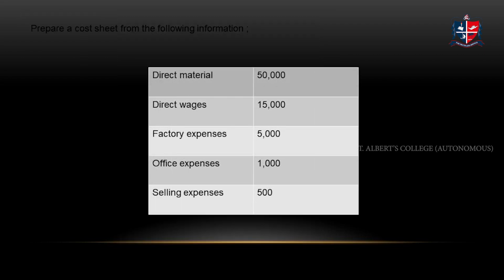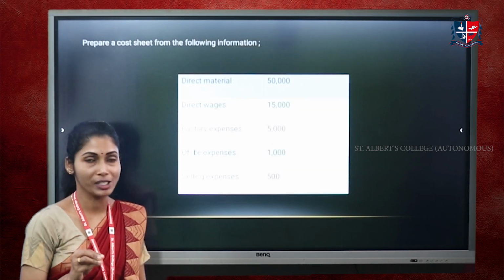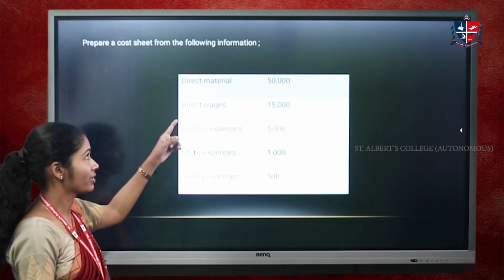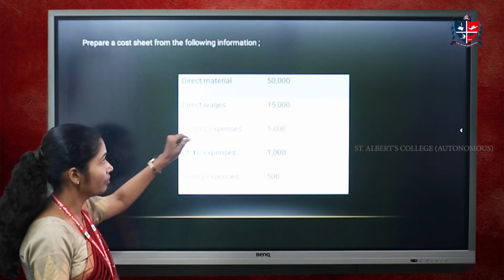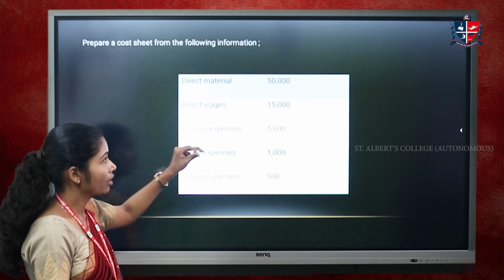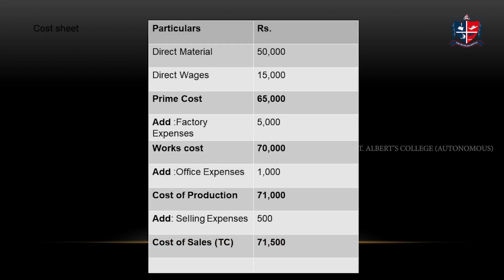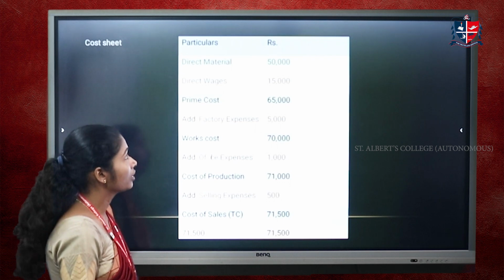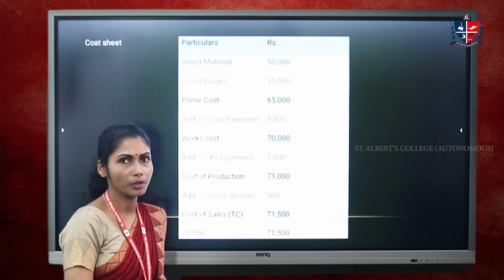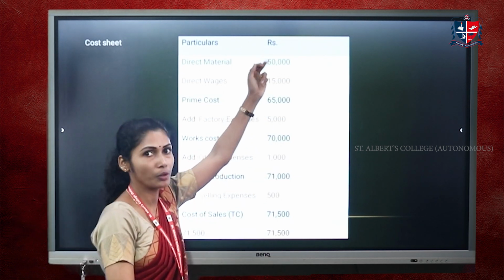Shall we discuss a problem? A small problem related to cost sheet. Here some of the information is given: direct material 50,000, direct wages 15,000, factory expenses 5,000, office expenses 1,000 and selling expenses 500. Let's compute the cost sheet. There are two columns, particulars and rupees or cost per unit.